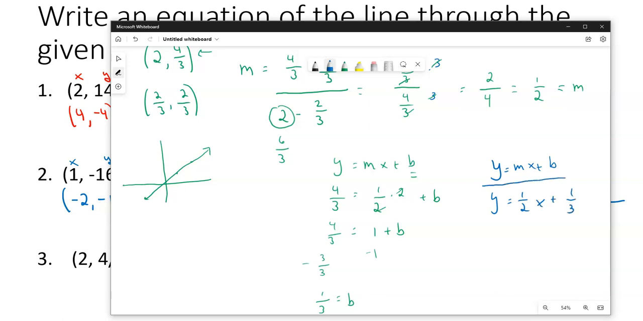We can check our answers by putting in the x and y values and seeing that they work. A little bit more challenging because they're fractions. But let's try it for the 2/3 one, right? 1/2 times 2/3 plus 1/3 should give us 2/3. And sure enough, 1/3 plus 1/3 gives us 2/3. So we put in the x value, we got out the y value.